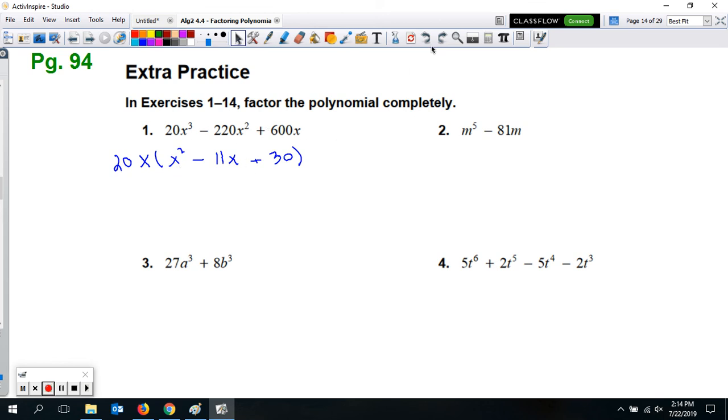And now I just want to use a simple method factoring, keeping the 20x on the outside. We can break apart the x there, x times x, and then our parentheses.